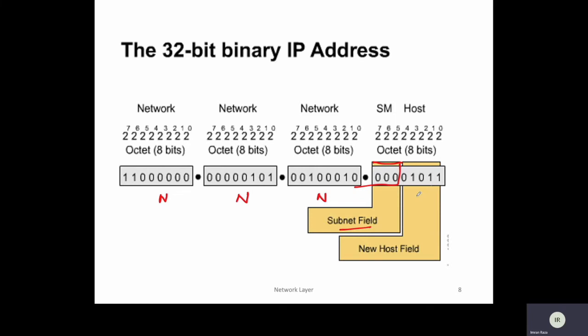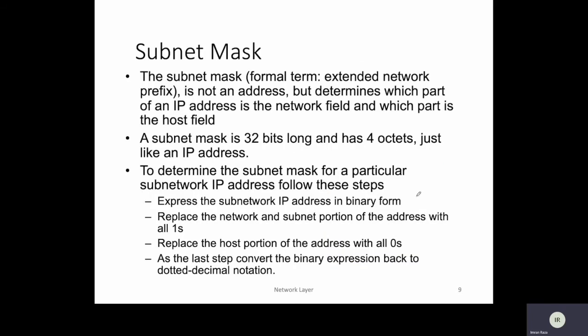larger network. Before we start discussing how it is implemented, let's talk about a very important concept that we'll be using in subnetting, and it is called the subnet mask. You can call the subnet mask an extended network prefix. It's not an address, but it helps us. It's a filter. When applied on an IP address, it gives us the network address.